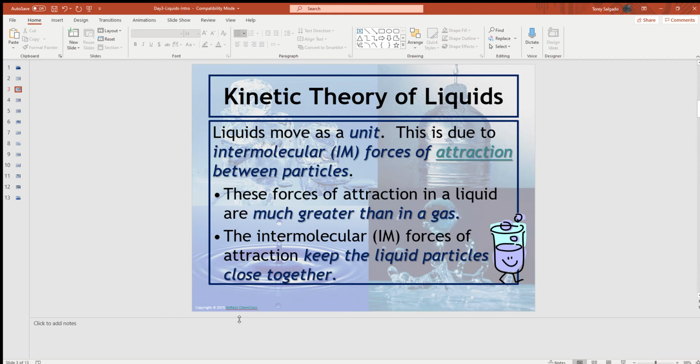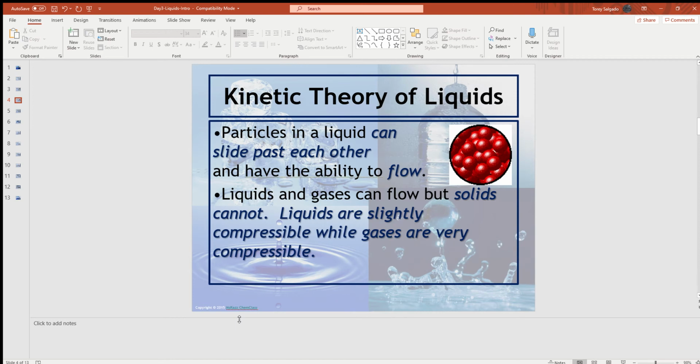These forces of attraction are much greater than in a gas. Those gases are floating out there in the open. Those little particles are by themselves. Liquids like to link up together and attract to each other. So the intermolecular forces of attraction keep these liquid particles close together. Particles in a liquid can slide past each other and have the ability to flow. Liquids and gases can flow, but solids cannot.